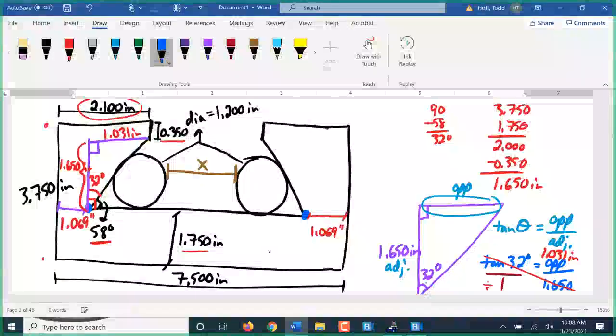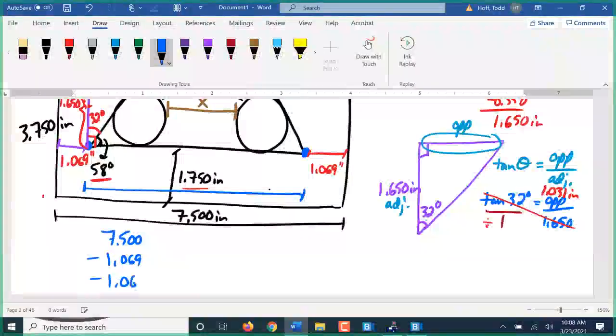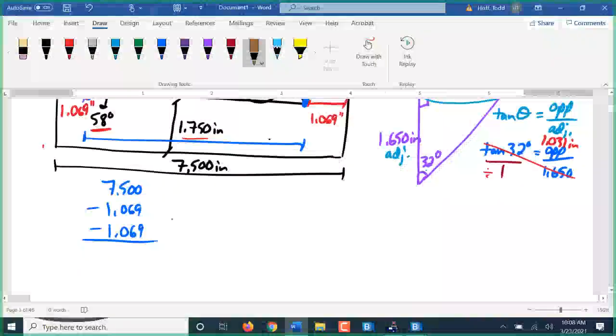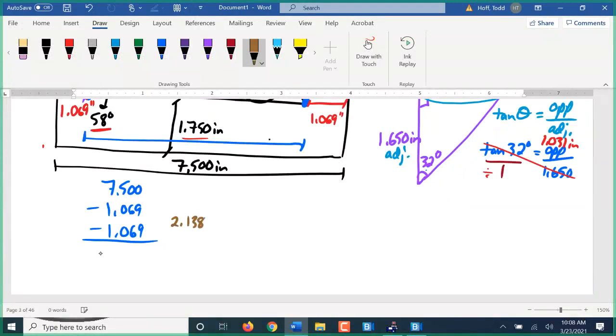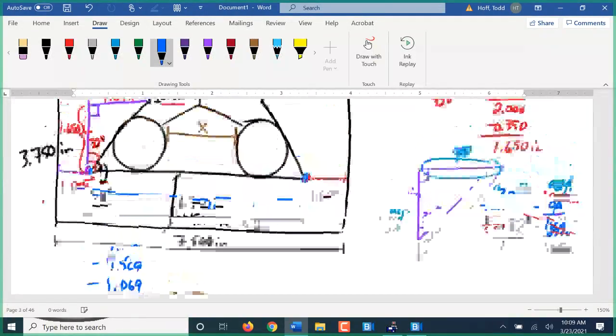Giving us that dimension between the blue dots, I'll just draw it in down here. That dimension is found by doing the 7.5 minus 1.069 and minus another 1.069. Now subtracting those, this is what, 2.138. So when we subtract that, we get 5.362 inches is that distance, from blue dot to blue dot.